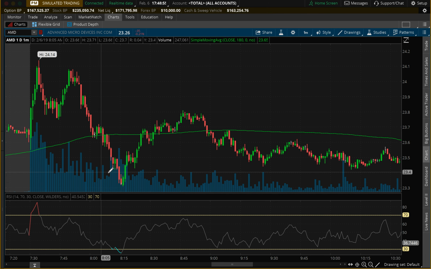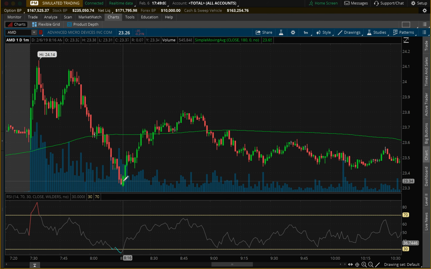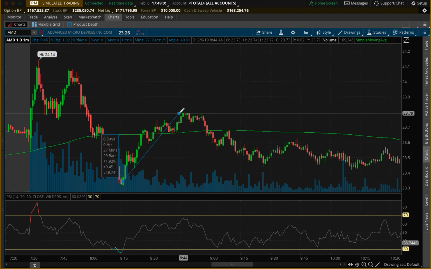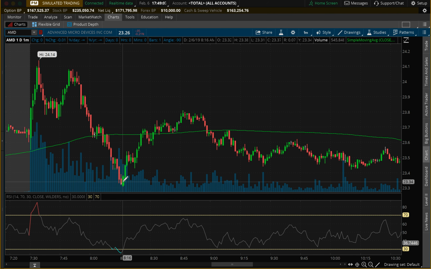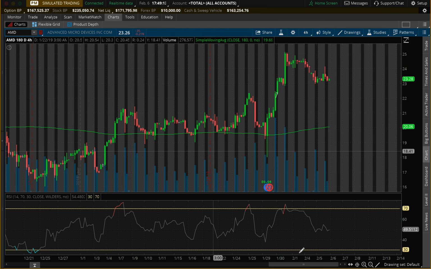So you can see how this works throughout the day. Right here could symbolize a good time to buy, because it is oversold and you can buy back in, and like I said, you can make upwards of 1.92% profit if you buy in while it's oversold. This again can be used on any chart, just like we did with the MACD.